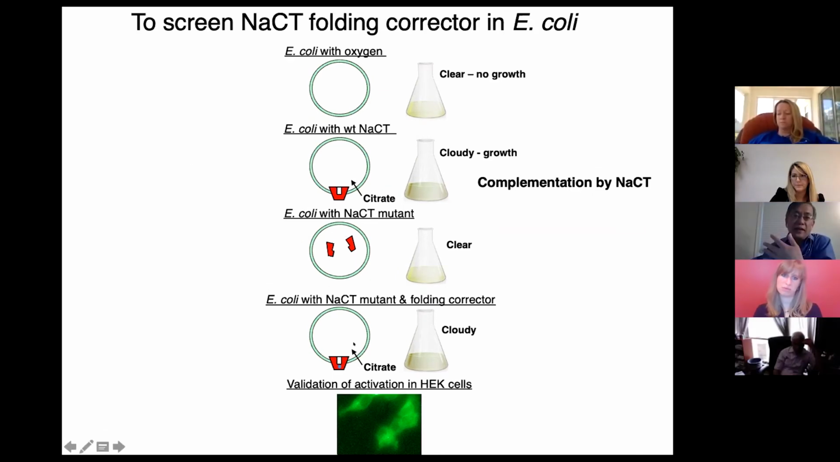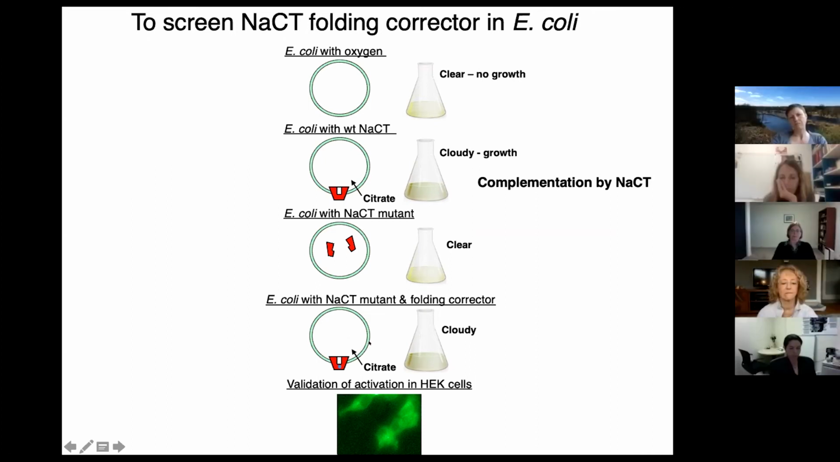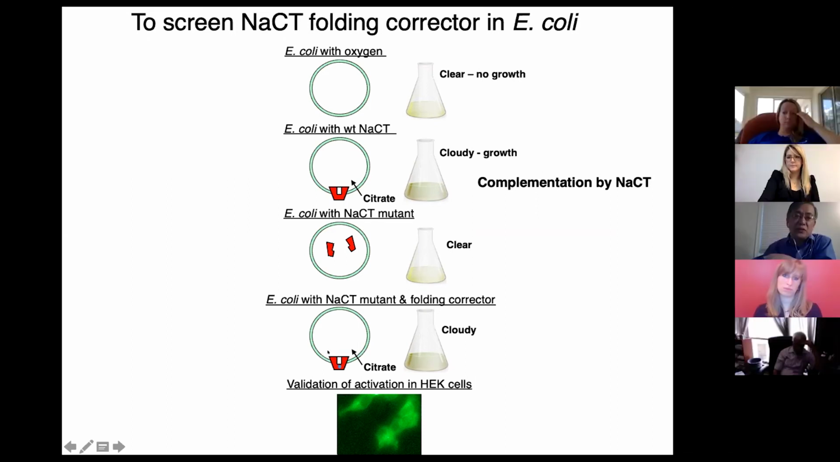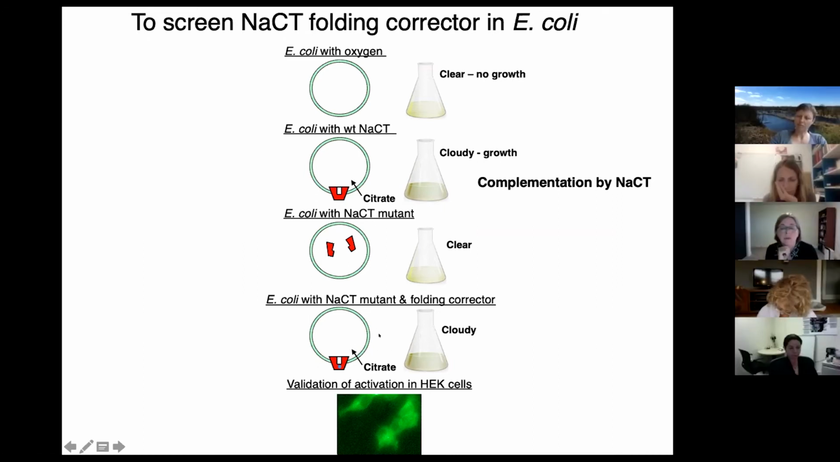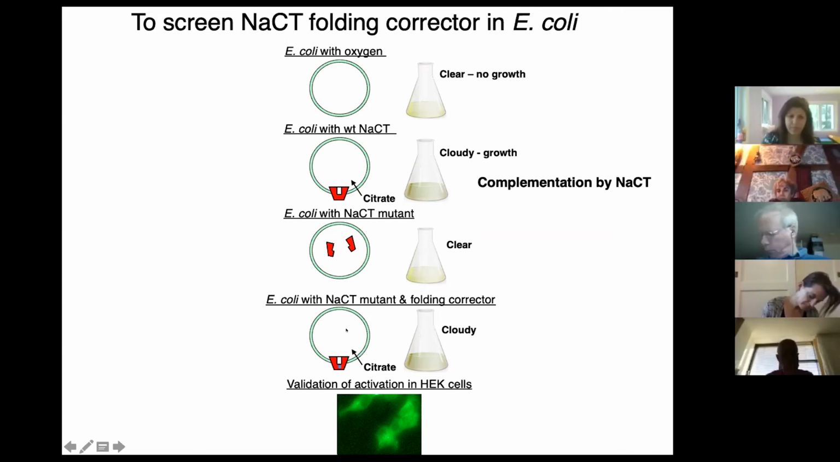And then if we add in small molecule compound libraries, and one small molecule binds to the transporter and rescues it, allowing the transporter to be functional in the plasma membrane, that would allow citrate to come into the cells, and then the cell would be able to grow. So we would have a very simple assay for screening small molecule drugs for this particular type of mutant. And then we can validate this in mammalian cells.